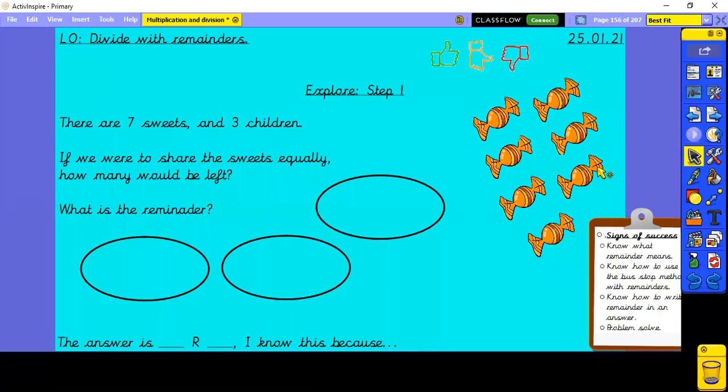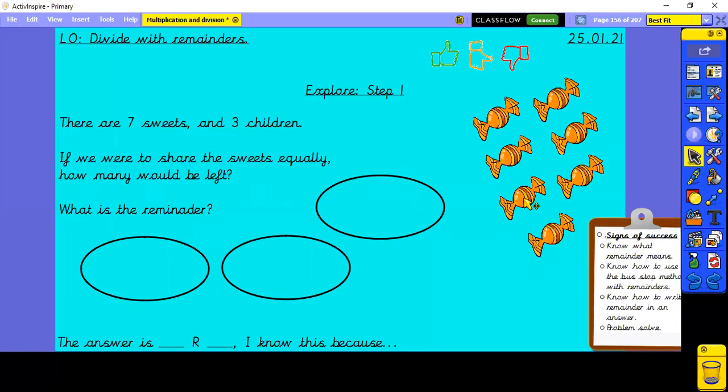Okay, so we're going to move on to our step 1 input now, and I have a question for you on the screen. So there are 7 sweets and 3 children. If we wanted to share the sweets equally, how many would be left? What is our remainder? So remember, there will be something left over, and we need to split these sweets equally into 3 groups. Okay, so pause the video to have a think about how many sweets each group would have and how many would be left over.